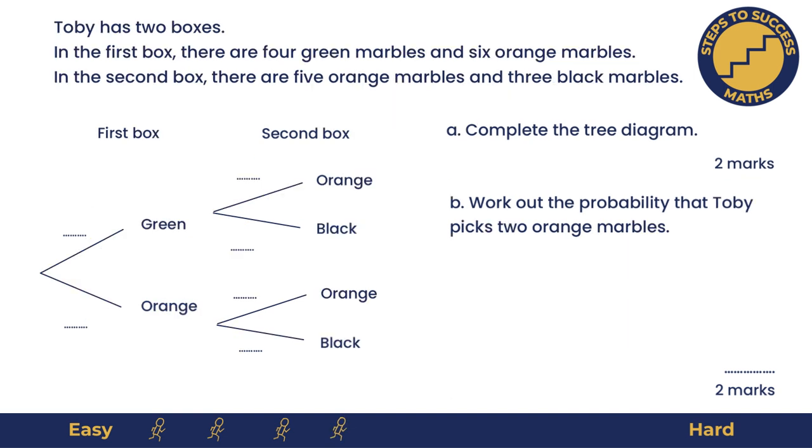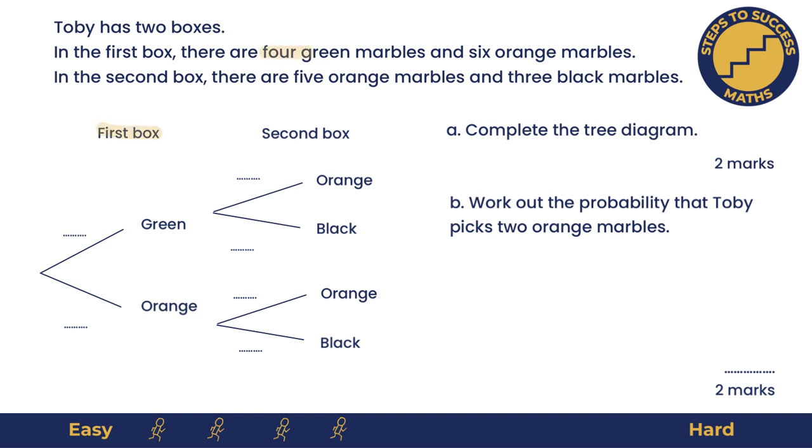Toby has 2 boxes. In the first box, there are 4 green marbles and 6 orange marbles. In the second box, there are 5 orange marbles and 3 black marbles. Complete the tree diagram. So let's do the first box.